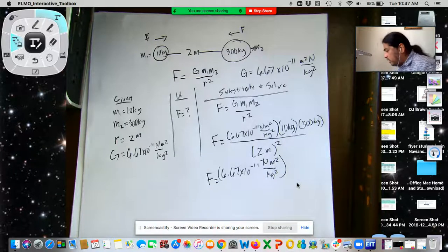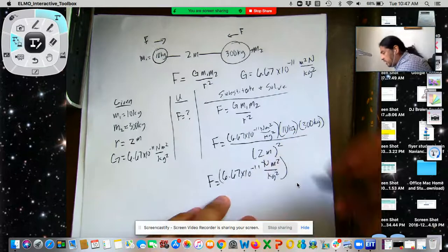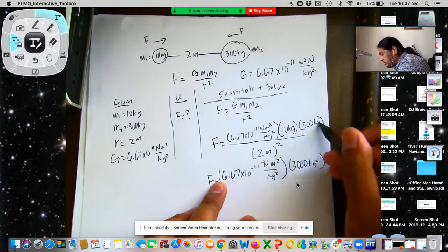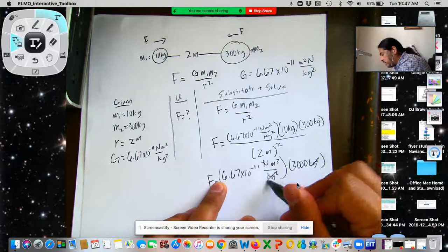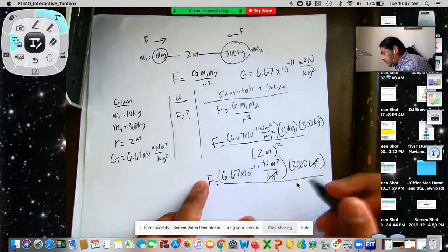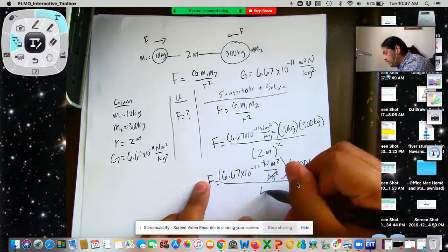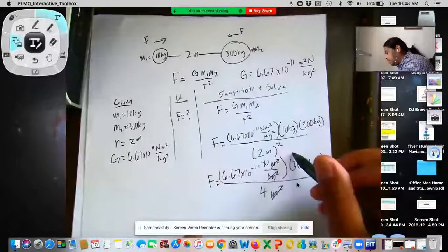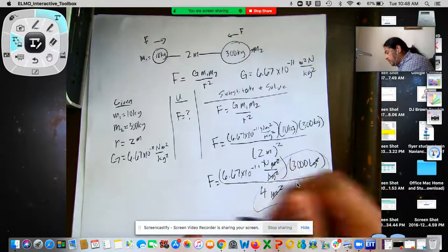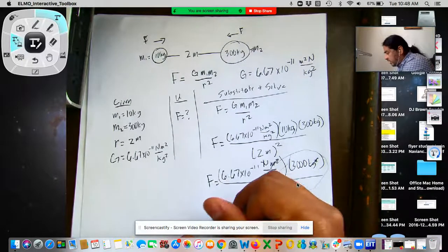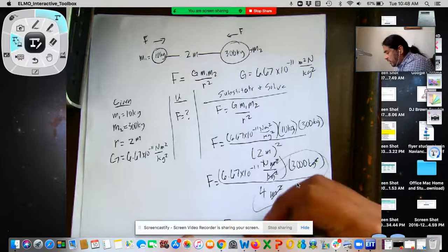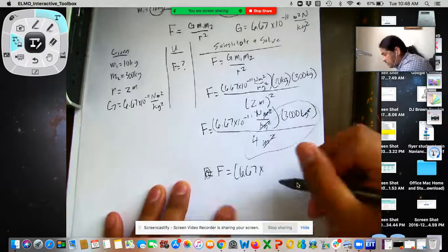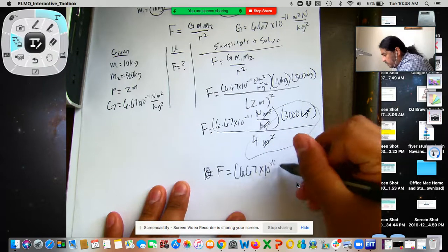Sorry for the messy handwriting. 10 times 300 is 3,000 kilograms squared. Now I'm leaving the units in so you can see what happens. This kilograms times kilograms gives you kilograms squared, and this kilograms squared cancels out with that kilograms squared. Over 2 meters times 2 meters is 4 meters squared. And once again, the units cancel each other out. And the other thing I can do, just the extra step, is divide this out. This is just stuff that I like to do before I put it into a calculator. 6.67 times 10 to the negative 11th. And we're left with newtons.